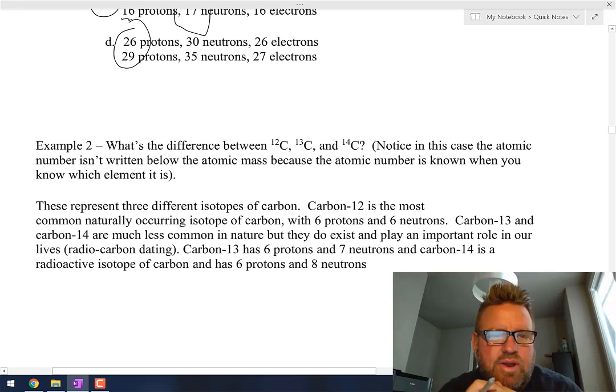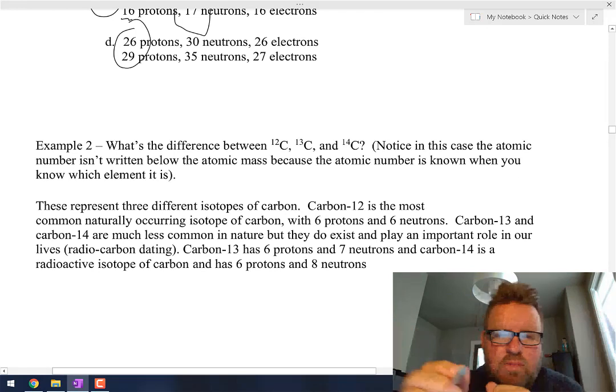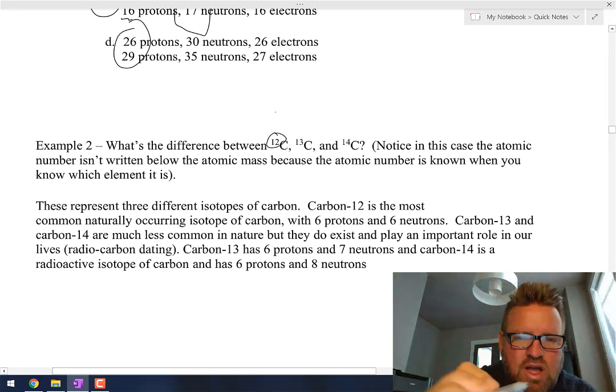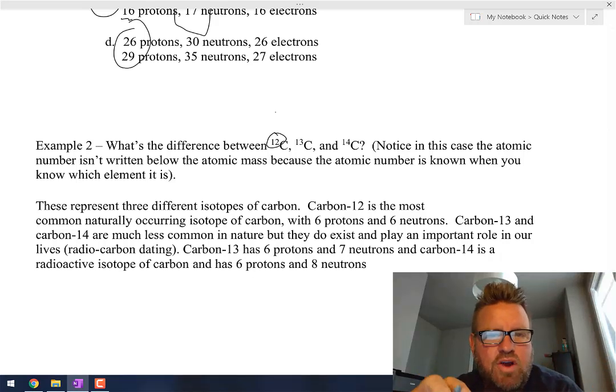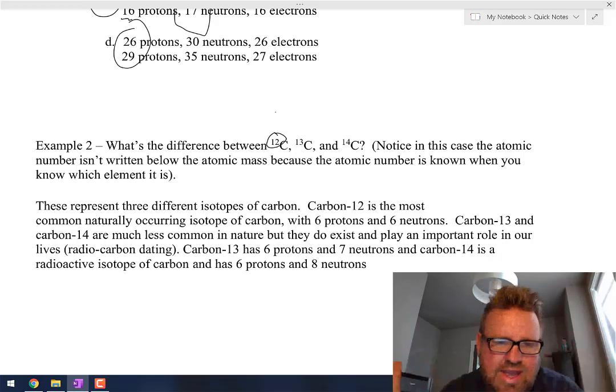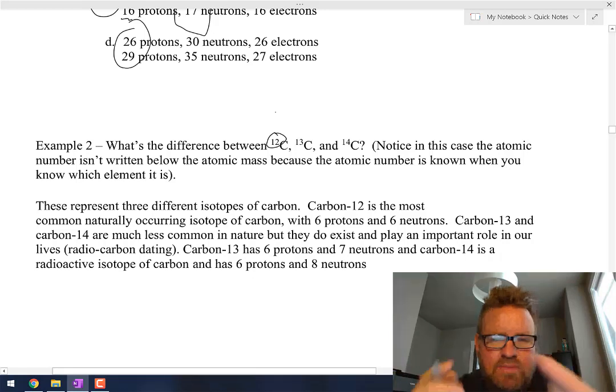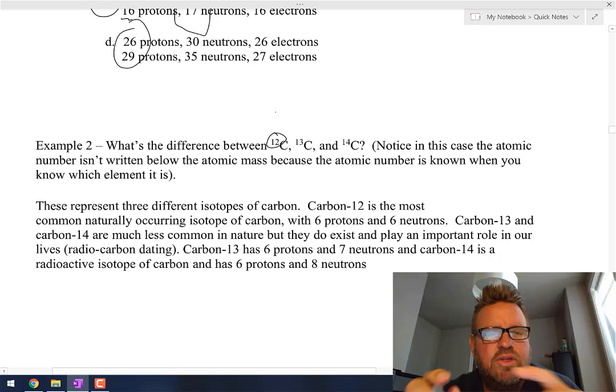So another example here says, all right, well, what's the difference then? Remember that this number up in the corner here, this is the atomic mass. What's the difference between carbon 12, notice the way they said that, carbon 12, carbon 13, and carbon 14? Okay, notice in this case, again, I don't write the atomic number because we already know what element it is. Sometimes that atomic number is not necessary. So how are those different from each other?